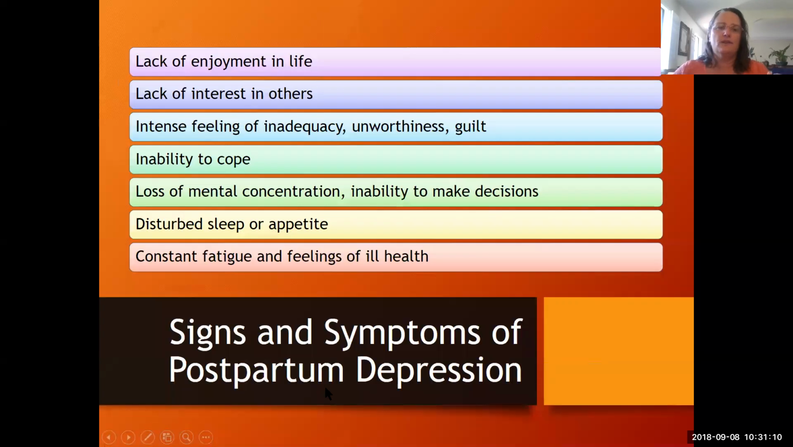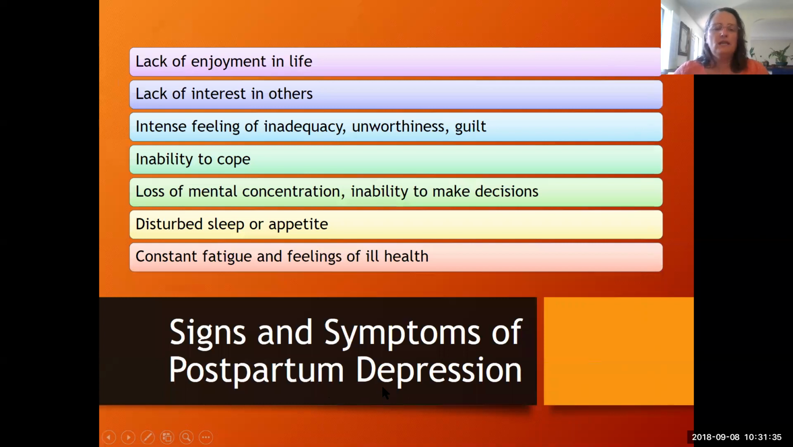And here are some signs of it. Lack of enjoyment in life, not feeling interested in the things they were interested in before, just the inability to cope, feeling like they're not good at this, inability to make decisions, either eating too much or not eating enough, sleeping too much or not sleeping enough. These are all signs and symptoms, and they need to contact their OBGYN because they're very good at picking out postpartum depression and helping treat it.